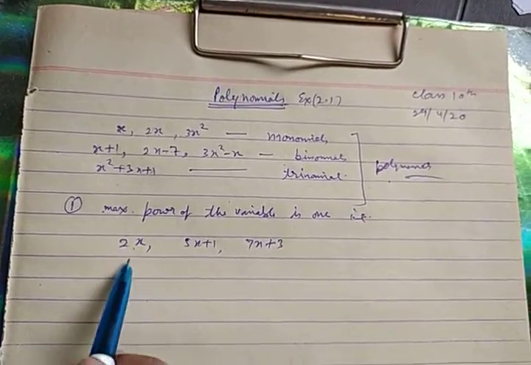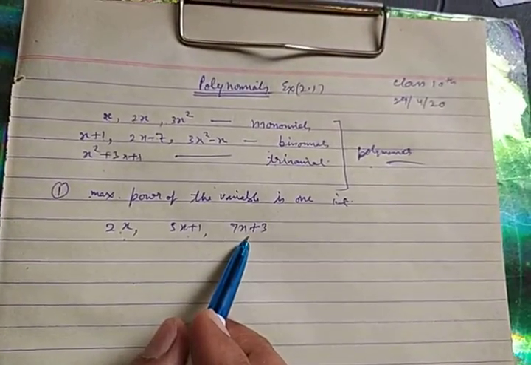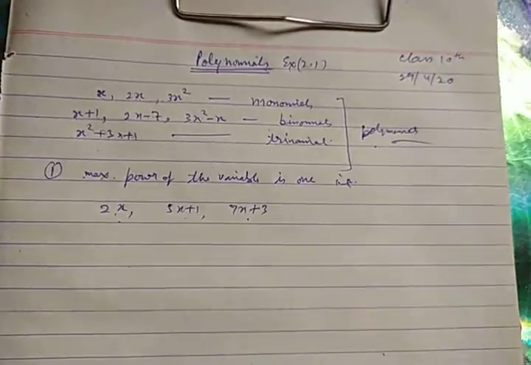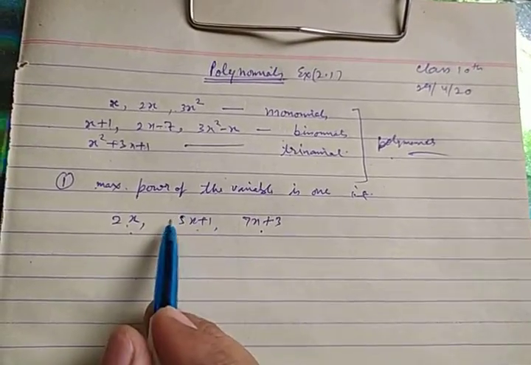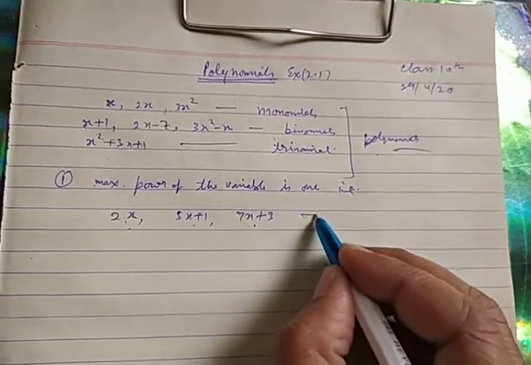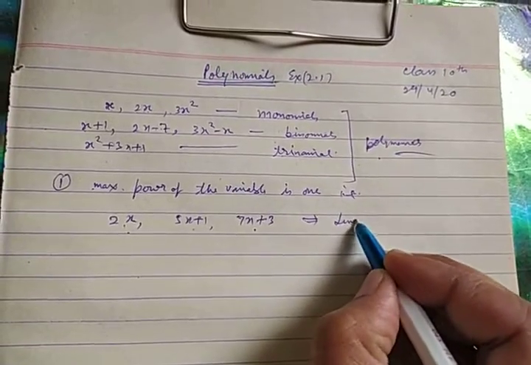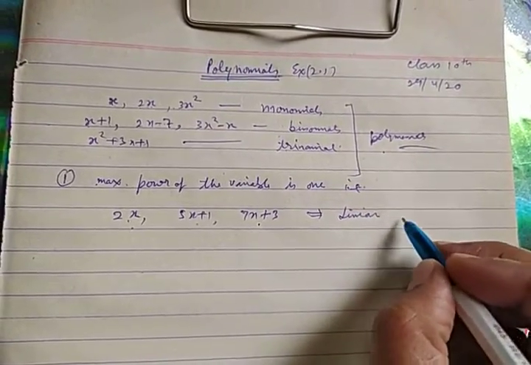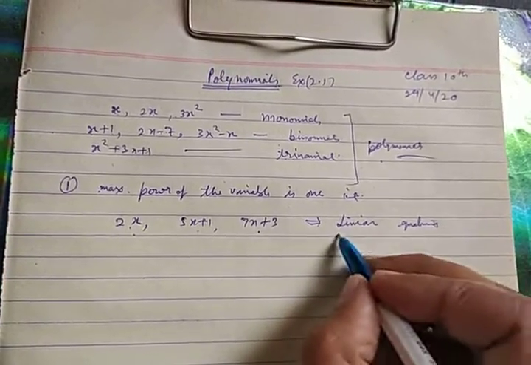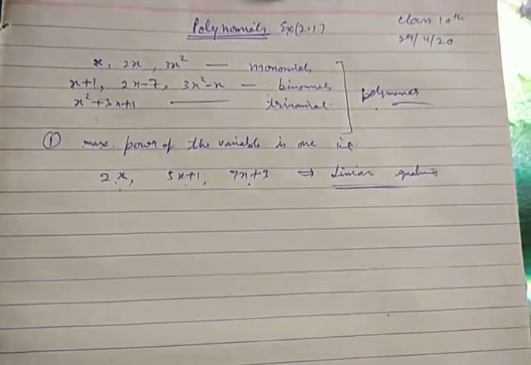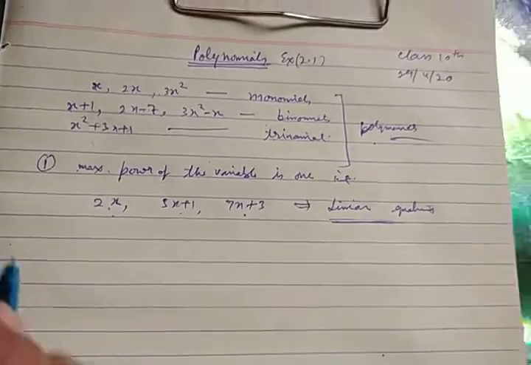In all these, this is a monomial, this is a binomial. In these terms, the power of the variable is 1. Due to power 1, they are called linear, or you can say linear equation. And this topic you have read in previous classes, linear equations.